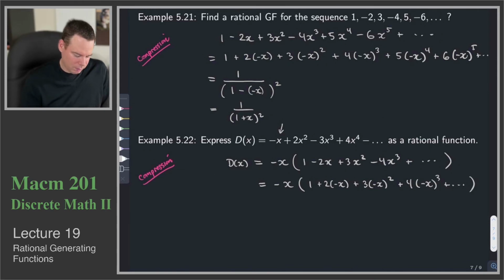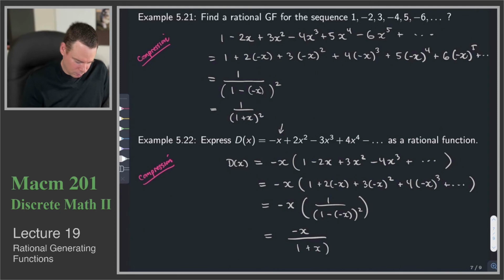So we group the negative with the x, and now I notice that that's the generating function for the sequence of consecutive integers with negative x plugged into it. So this is 1 over 1 minus negative x all squared. And so this becomes negative x over 1 plus x all squared. So there is our nice compact form for the generating function, which represents the sequence 0, so there's a constant term of 0, negative 1, 2, negative 3, 4, and so on.